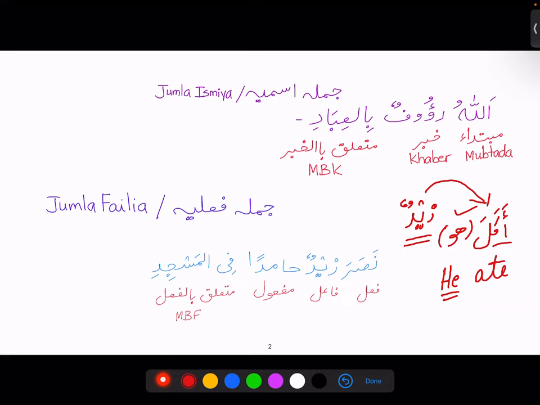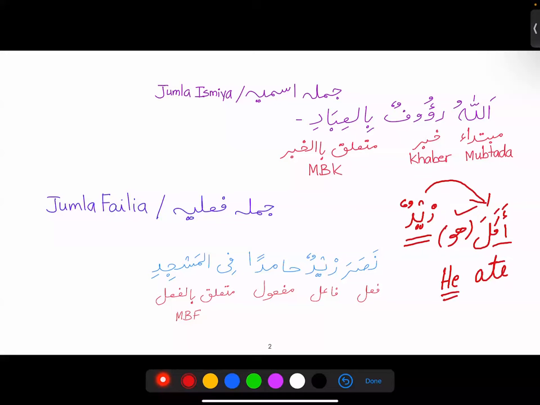And then I can further explain, okay, what does Zaid eat? Maybe a cake. So then cake is going to be maful. Where did he eat? In his house. Now, in his house is what kind of construction? Jar majrur. So that is going to be mutalik bil fail, MBF. Okay, so this is how jumla failure is going to work. So inshallah, let's move on.